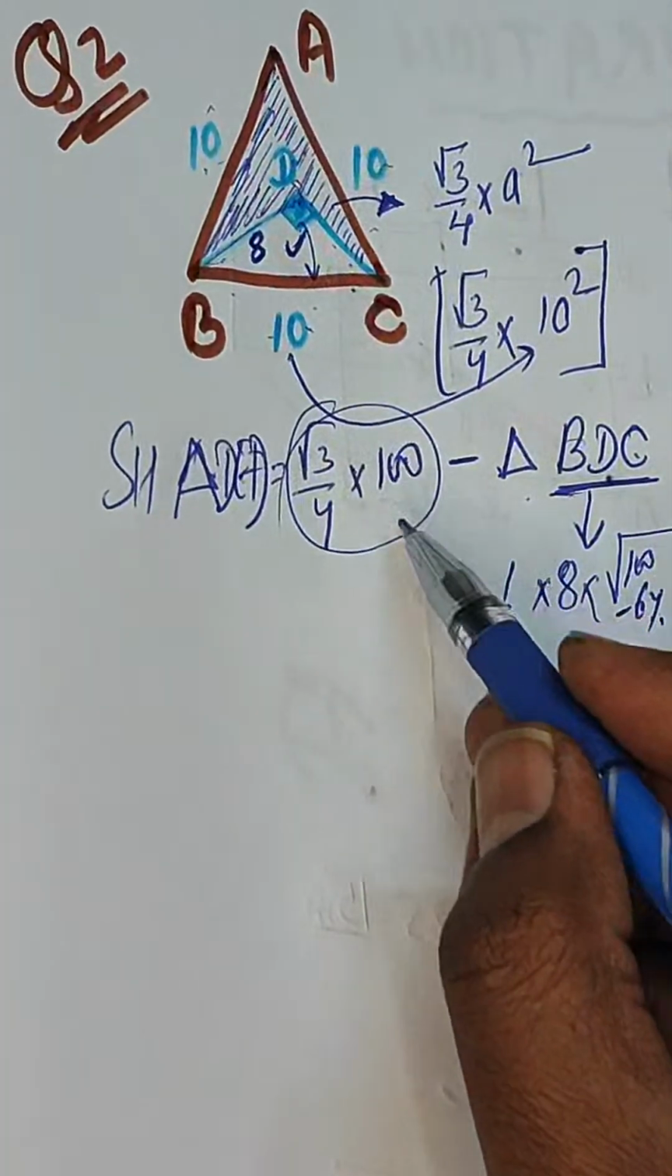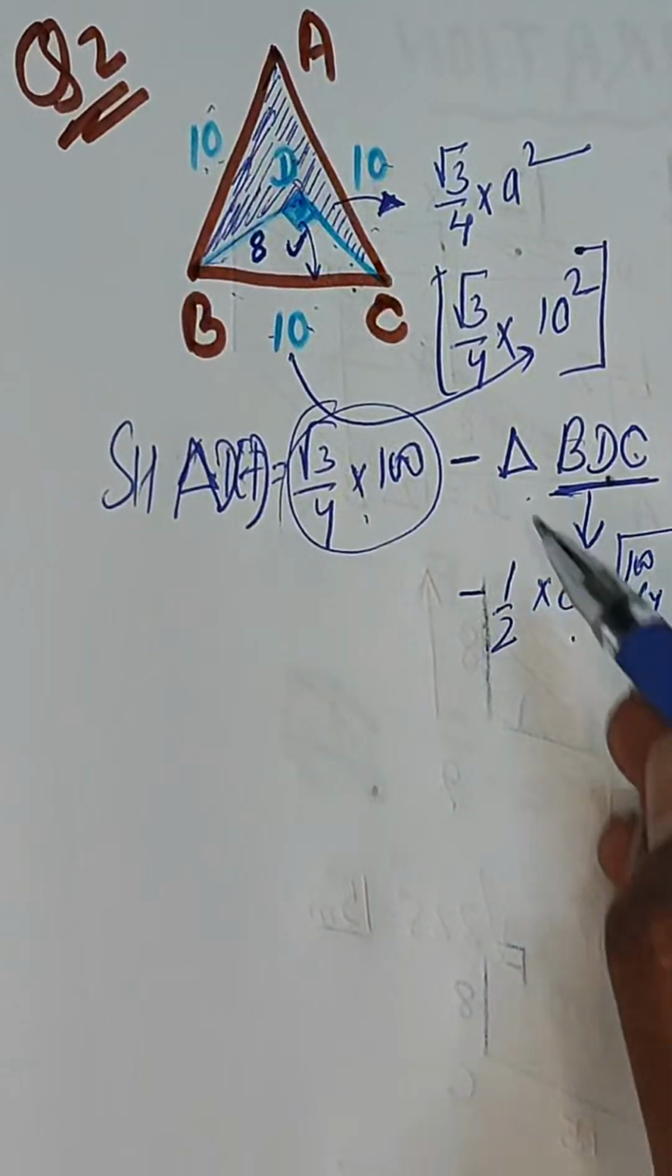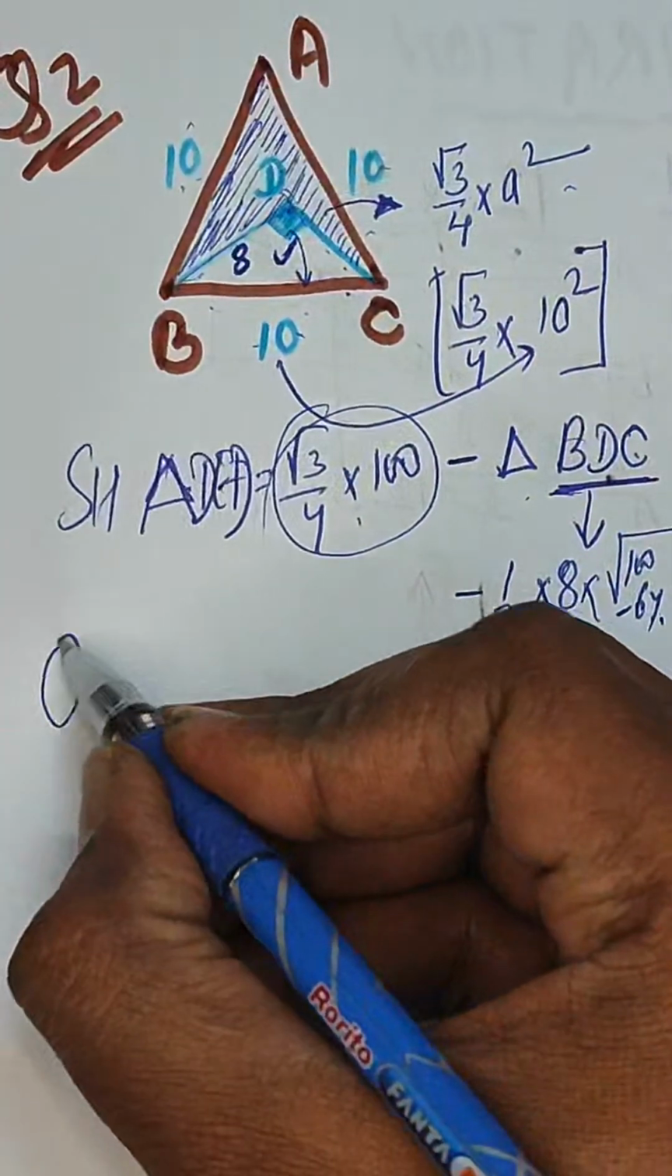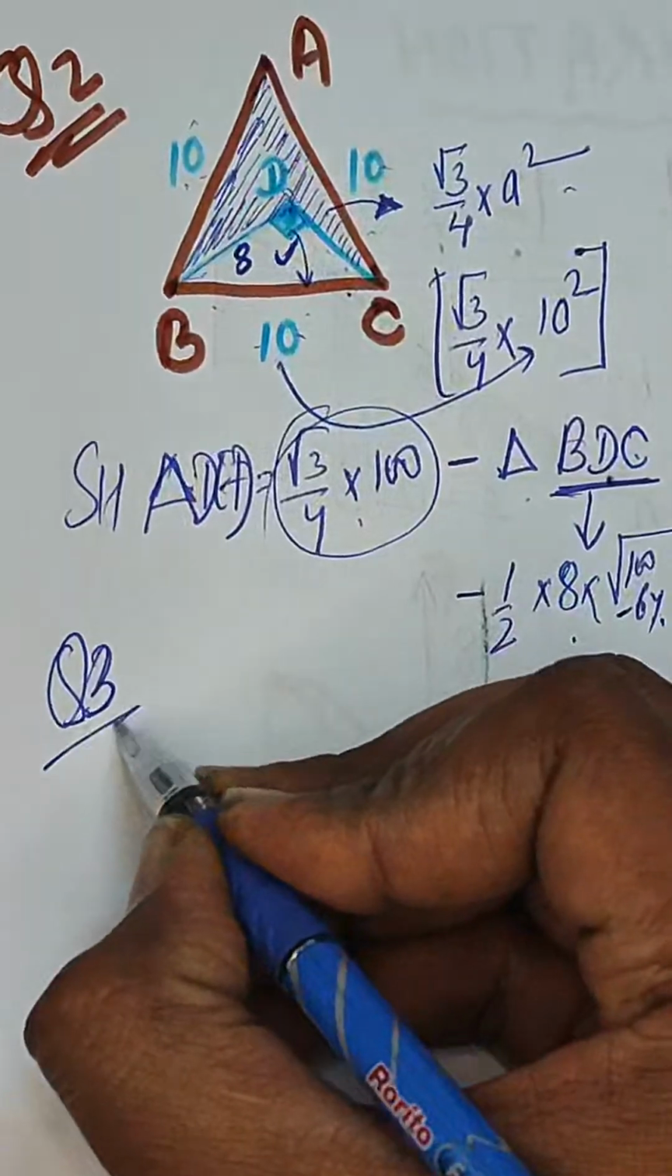And the area of the equilateral triangle you already calculated. So from this, subtract the area of this white triangle to get the shaded region, right? So in this way we can solve such questions, my dear friends.